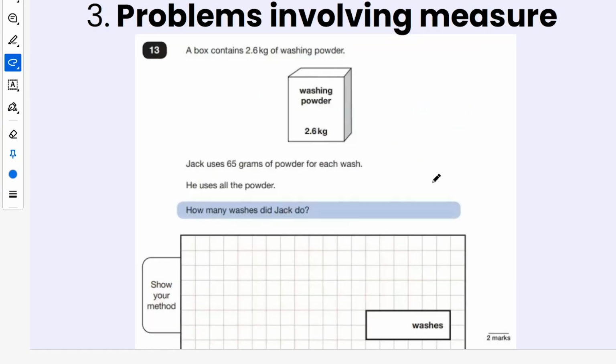Here's another one. I'm not going to work this one out, but I'll read it to you. You can have a go at home. A box contains 2.6 kilograms of washing powder. Jack uses 65 grams of powder of each wash. He uses all the powder. How many washes did Jack do?